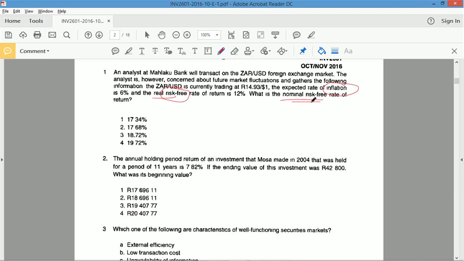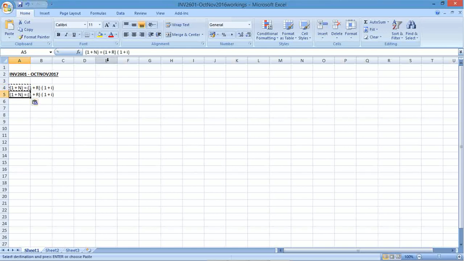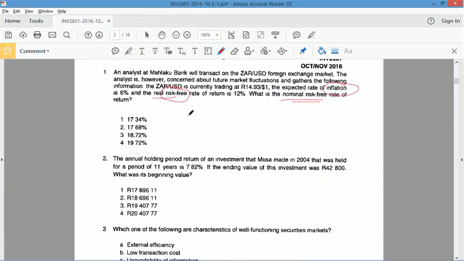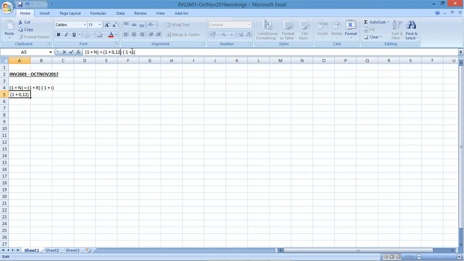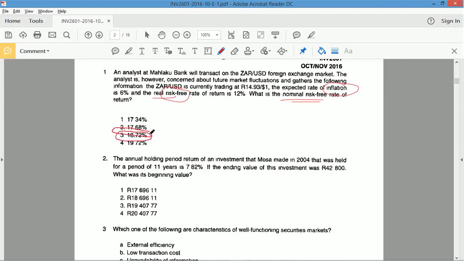We're calculating the nominal risk-free rate, and we've got inflation at 6% and risk-free at 12%. That's literally what you're doing, and then you'll take the 1 across. So I'm going to have n equal to 1.12 times 1.06 minus 1 gives me 18.72%. Option number 3.